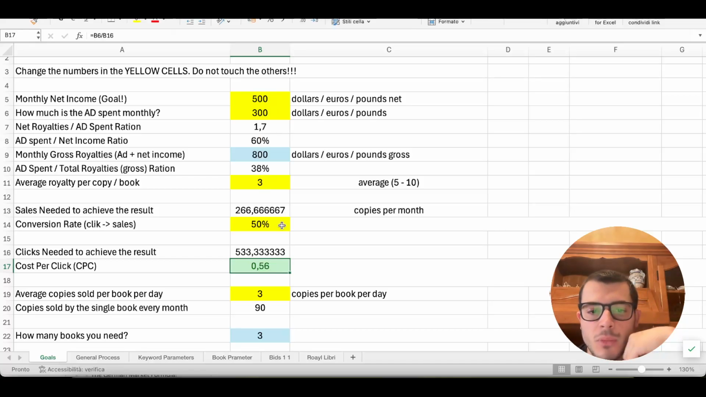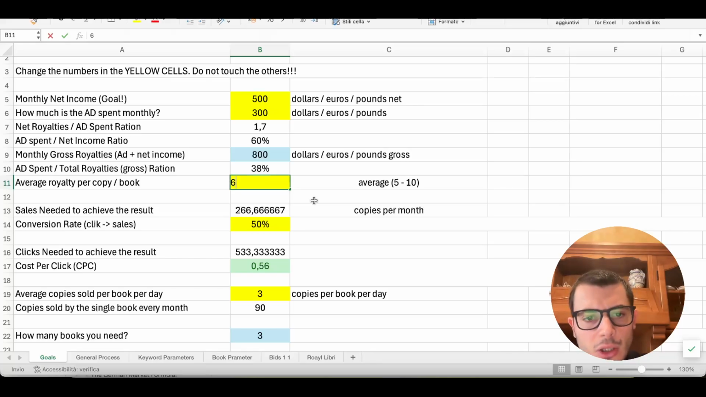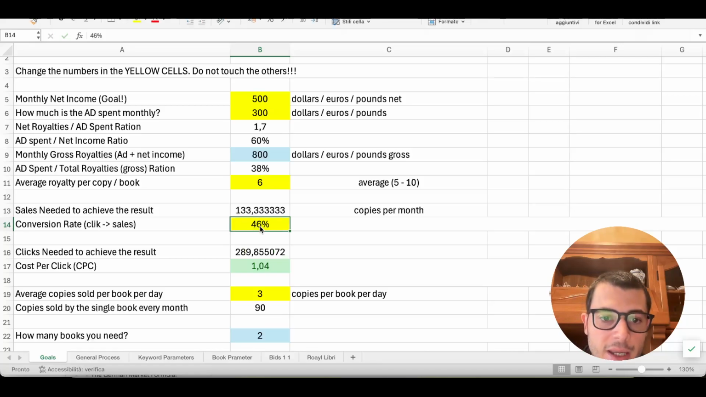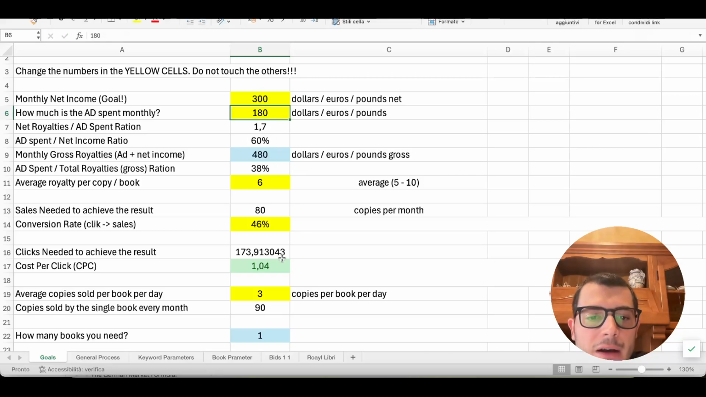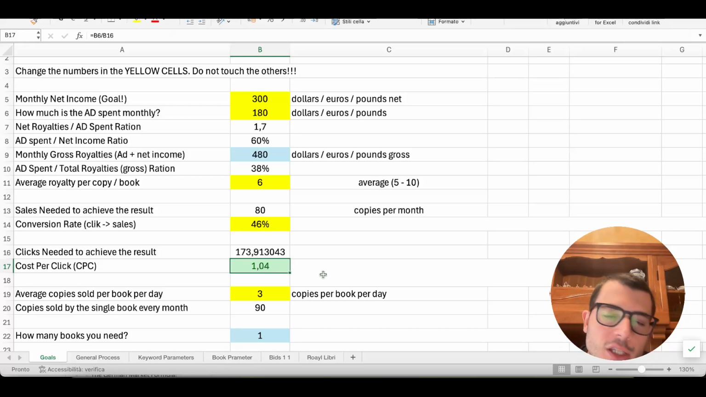So for example, I have a book that has a royalty of $6 and a conversion rate of 46%. If I want to generate with that book, for example, €300, spending €180 per month, I can pay $1 every click, and I know that in that particular niche the clicks are around 0.8. So I know that I am below this threshold, so I am profitable with that book.